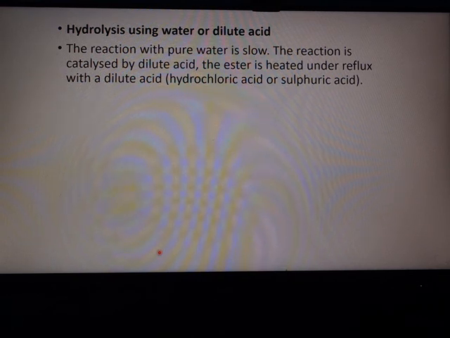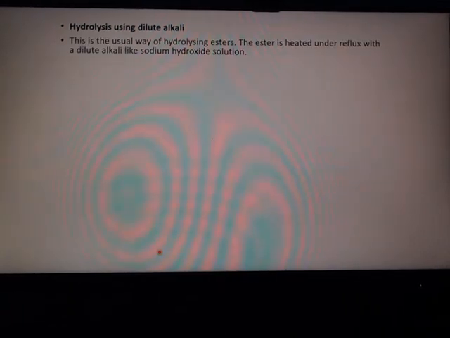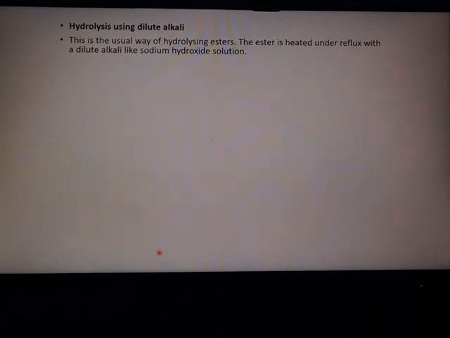So you can do the same using water or dilute acid. The reaction with water is slow, but that's about it, and it's in equilibrium. So another way of splitting the ester, getting the hydrolysis going, is to use dilute alkali, like sodium hydroxide or potassium hydroxide. It's the more conventional way of doing ester hydrolysis.